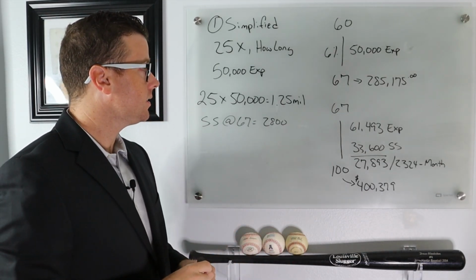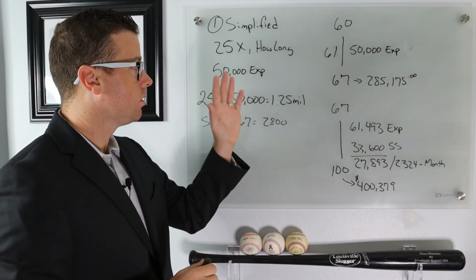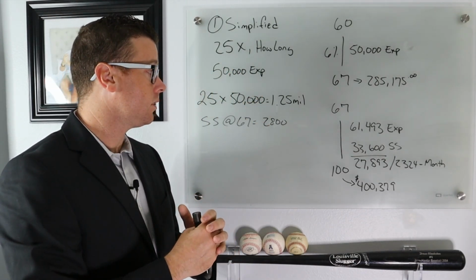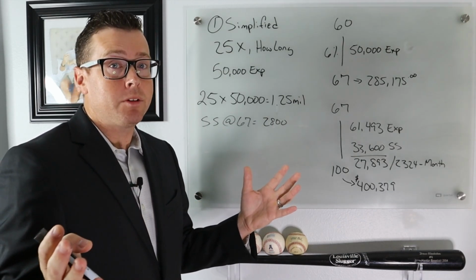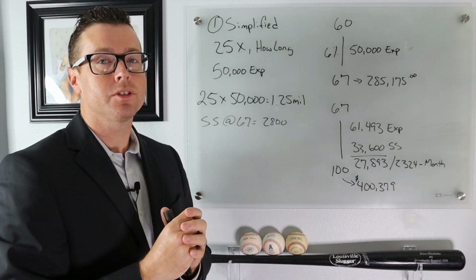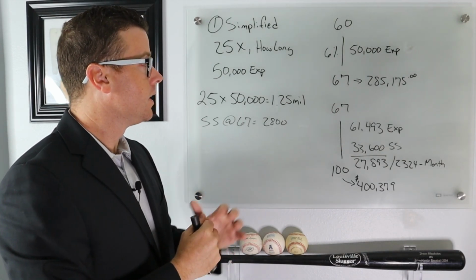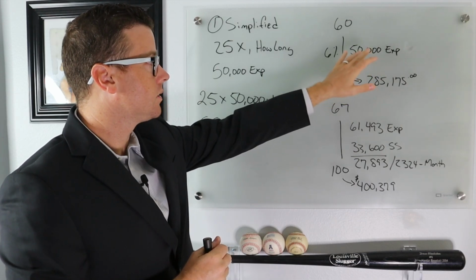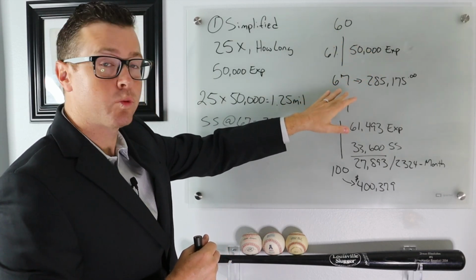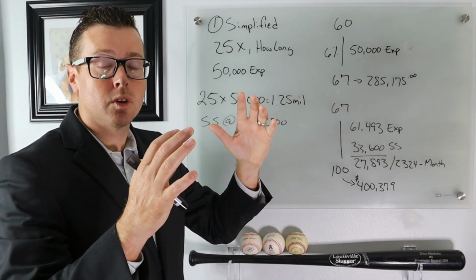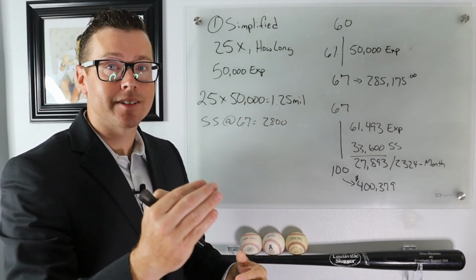So again, very simplified: 25X rule, how long we're going to live, $1.25 million, Social Security at 67. How much do we need? So let's look at this, and I want to do it in sections. The first section is going to be 60 to 67. So we're 60 years old. We've got $50,000 in expenses, and we're going to 67. That's when we're going to claim Social Security at our full retirement age. So we're going to get $2,800 at 67.